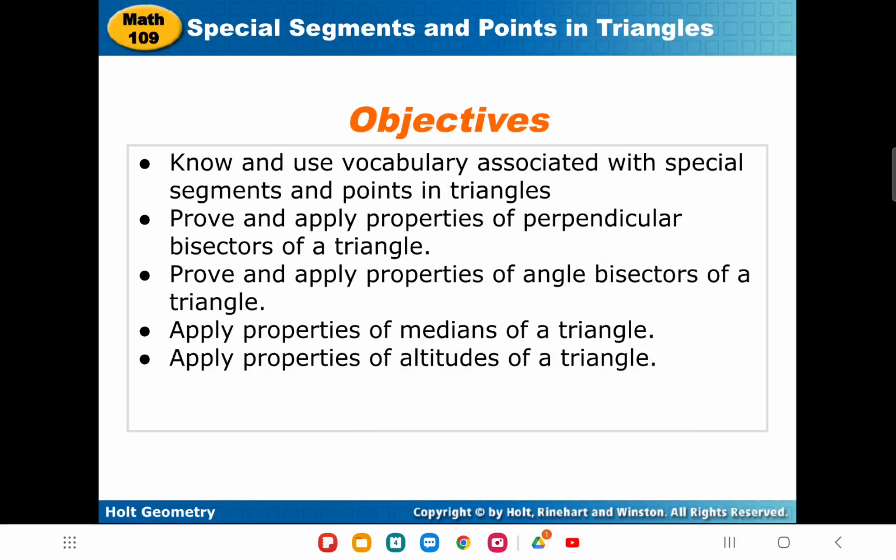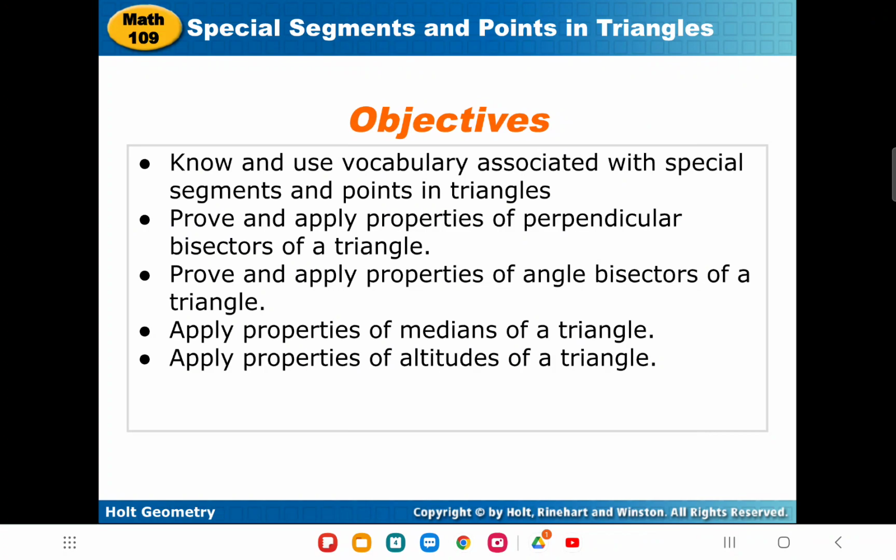Hi there, this is Miss Often, and this video is the first in a series that's going to talk about special segments and points in triangles. This video will cover all of the vocabulary related to special segments and points in triangles, and will provide a graphic organizer to help you organize the information about these special segments and points.